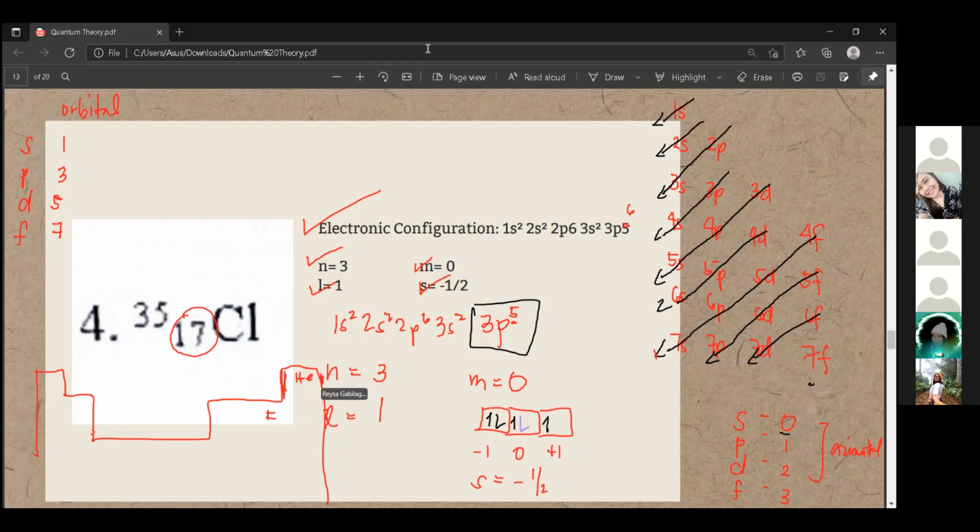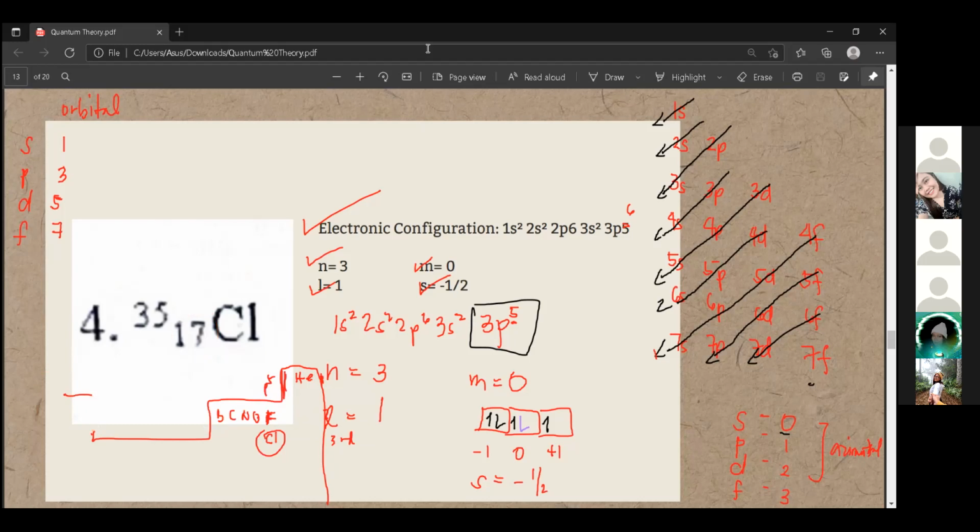So chlorine is here, below fluorine, because boron, carbon, nitrogen, oxygen, 1, 2, 3, 4, 5. So this is the 5th group here. The ending is p5 and it is in the 3rd energy level. So chlorine is found here after fluorine. So you can still locate the elements even if you don't have a periodic table.